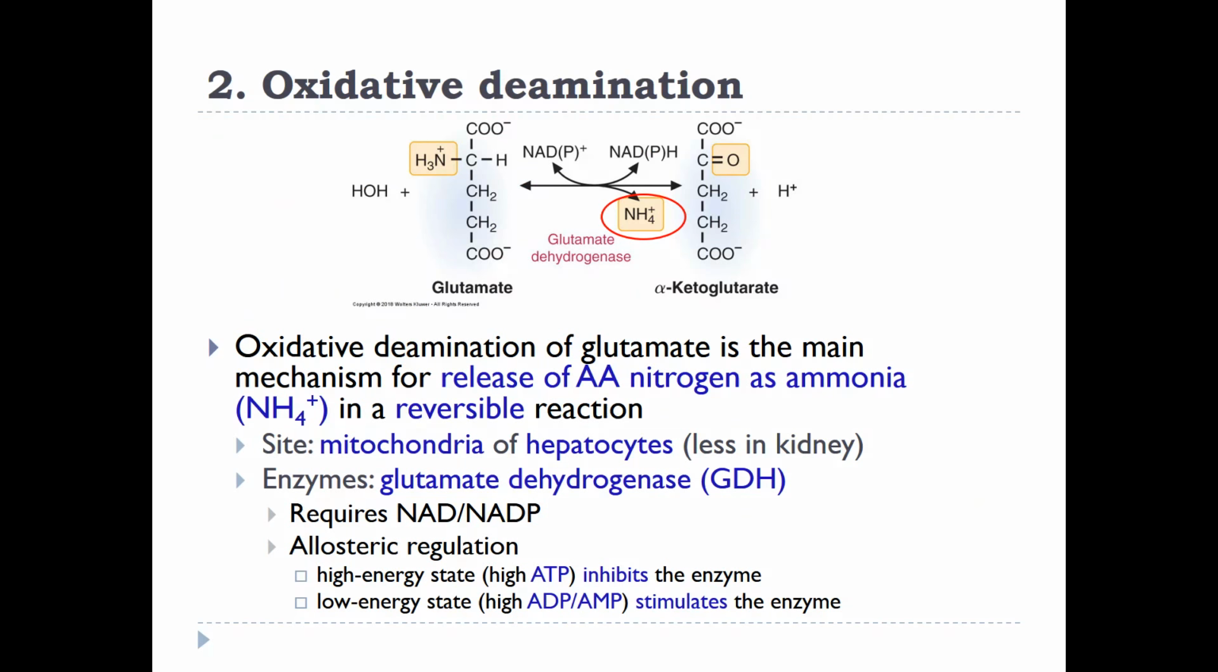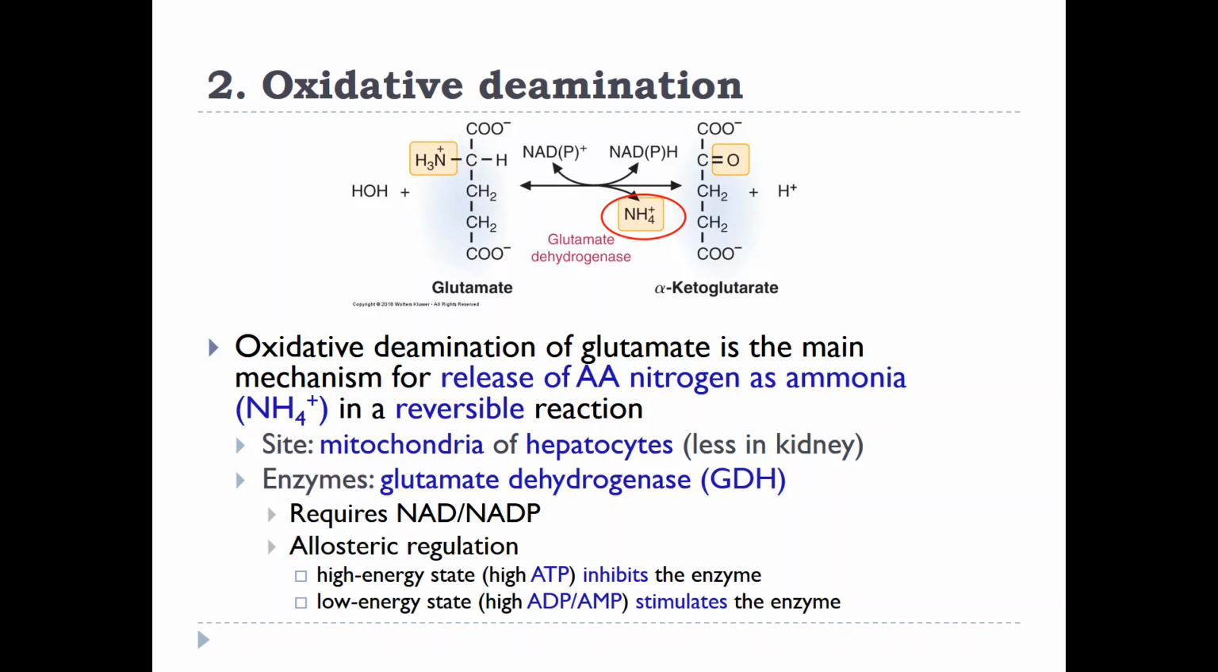The second step in the removal of an amino group from amino acids is the oxidative deamination of glutamate. Glutamate, as you remember, was the product of the previous transamination reaction, and in this case it gets deaminated. The amino group gets removed in the form of ammonia in a reversible reaction in which alpha ketoglutarate is also produced. This reaction occurs in the mitochondria of hepatocytes and to a lesser degree of the kidney.